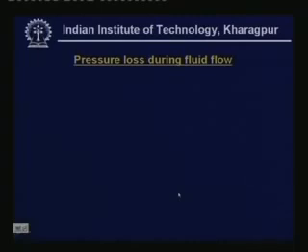Now let us look at the evaluation of pressure loss during fluid flow. We have seen that one of the most common requirements in the design of an air conditioning duct, or in the design of a refrigerant piping or a chilled water piping, is to find the capacity of the motor or capacity of the pump. What should be the power consumption of the pump, so that you can select a suitable motor for the pump or the fan.